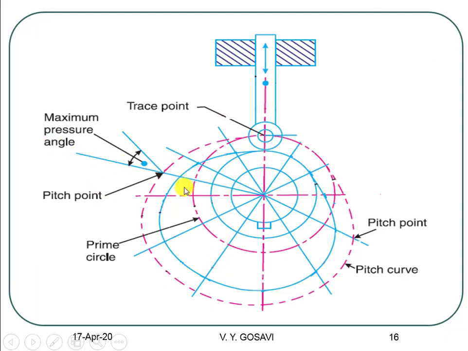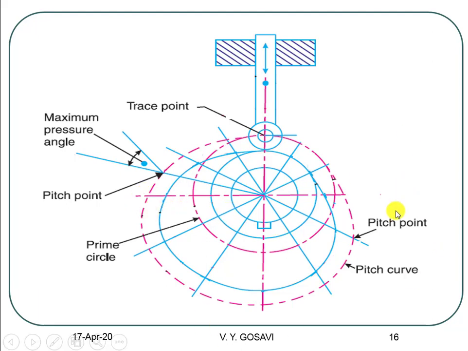This is the line which represents the direction of follower motion, and this line is the line drawn perpendicular to the pitch curve. So the angle in between these two lines is the pressure angle. Pressure angle is very important in designing the cam profile. If pressure angle is too large, a reciprocating follower will jam in its bearing.